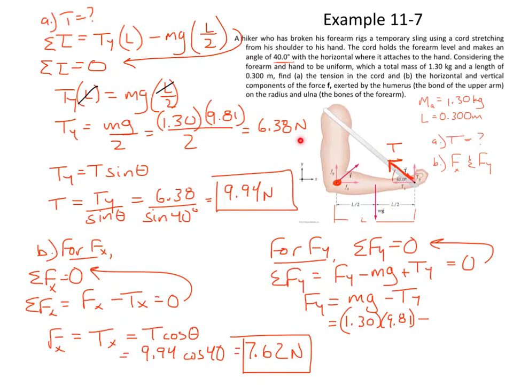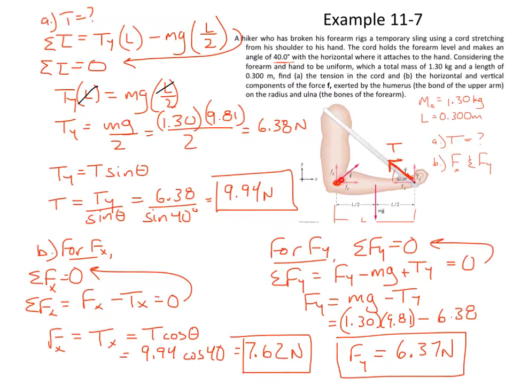That is 6.38 newtons. And that's going to give us our final Fy, which is what? 1.30 times 9.81 minus 6.38. 6.37 newtons. That's what the y component is of the force from the elbow right there.